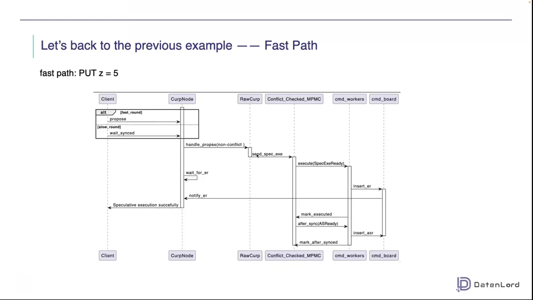Now, let's describe how the CURP module achieves consensus. When a client initiates a propose request, the request first reaches the CURP node. The CURP node invokes handle propose to process the command. Since put z equals 5 doesn't conflict with other commands, RawCurp inserts this command into the conflict tracking MPMC channel. Subsequently, the command walker retrieves the command from the channel, executes it, stores the execution result into the command board, and notifies the CURP node to send an OK response to the client.